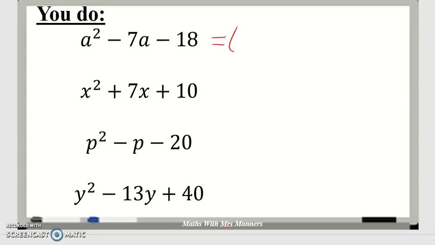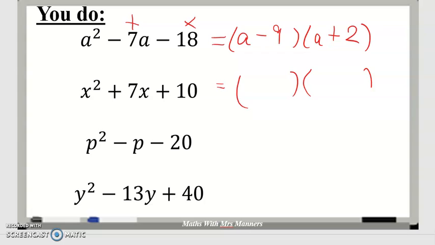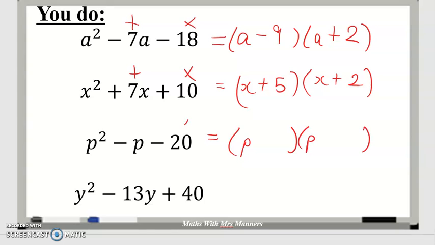All right, hopefully you'll manage these quite well. In terms of two numbers that multiply to give 18 and add to give minus 7, the two numbers are minus 9 and a plus 2. In terms of two numbers that multiply to give 10 and add to give 7, those two numbers will be 5 and 2.